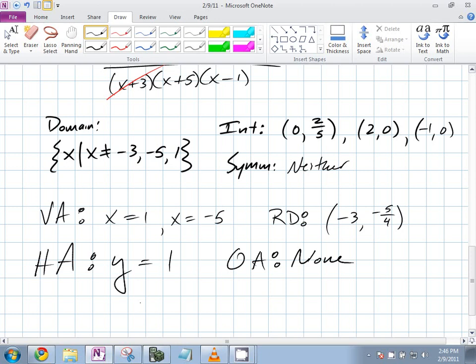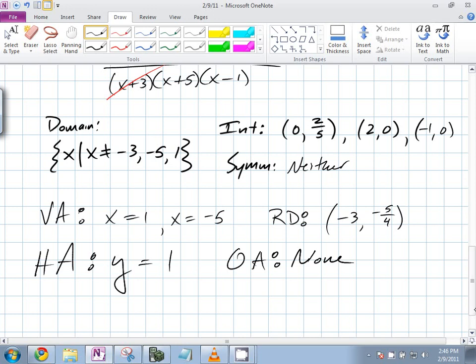Where they're both equal, they have the same value. It's a solution to both. If this is the solution set to one equation, and this is the solution set to another, the intersection is a solution to both. So if you want to find the intersection of two things, you set them equal to each other.